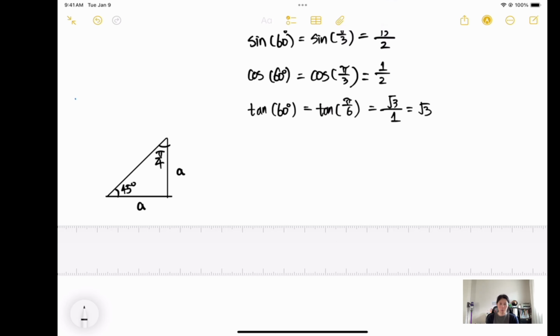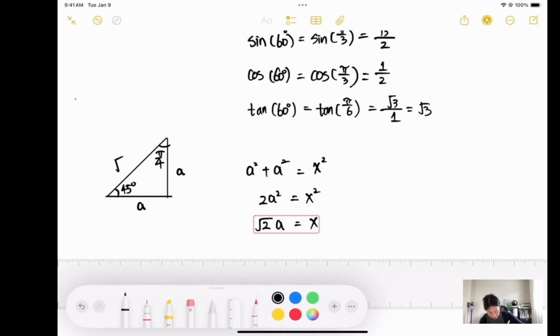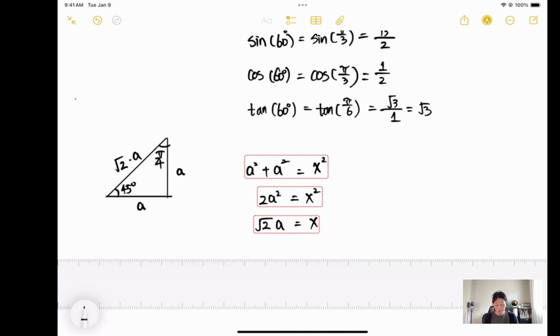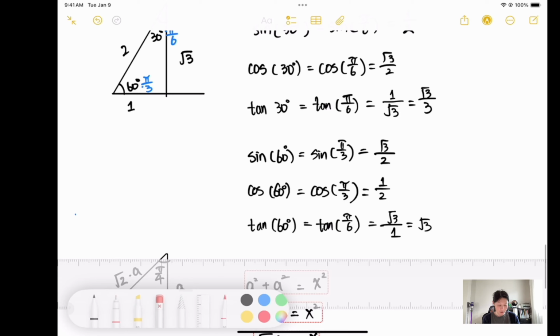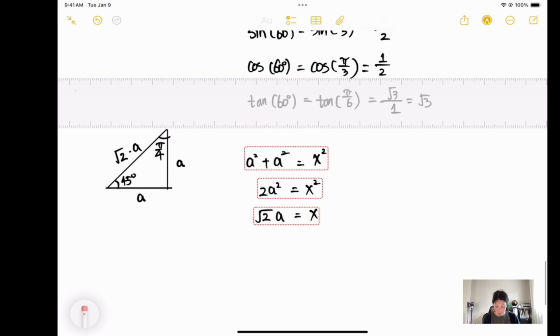So how do I find out the hypotenuse? By the Pythagorean theorem, the sum of the two sides squared equals the hypotenuse squared. So simplify, I have 2a squared equals x squared, and take the square root on both sides, so I have square root of 2 times a equals x. So here's square root of 2 times a. Again, if you remember that if two sides of a triangle are equal, then the angles opposite to them are also equal, then you will be able to find the hypotenuse.